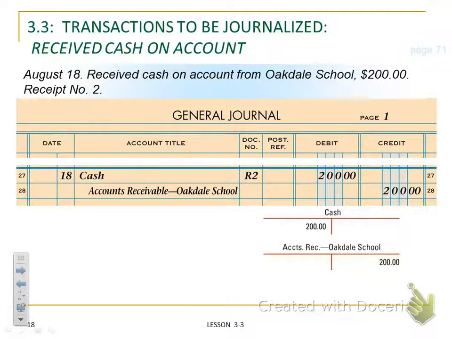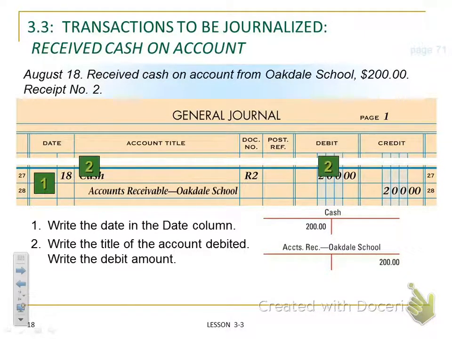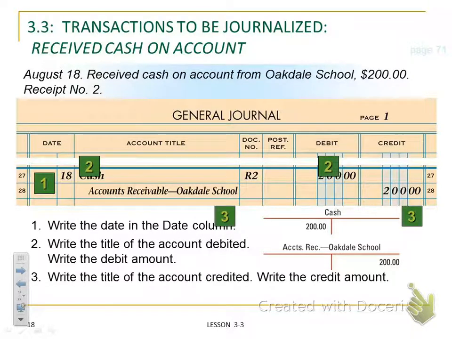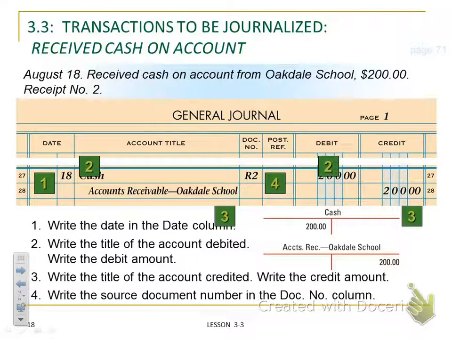Record on the 18th, the date. Then we're going to put our debit over on the left side of the account title column for cash. And we're going to record the dollar amount in the debit column under cash for $200. Then we're going to record the credit part of the transaction by recording the accounts receivable Oakdale School at $200 in the credit column because we're reducing the accounts receivable by $200. And of course we slightly indent the accounts receivable Oakdale School because we're crediting it. And then lastly, we put the doc source, which is receipt number 2, in the doc number column.